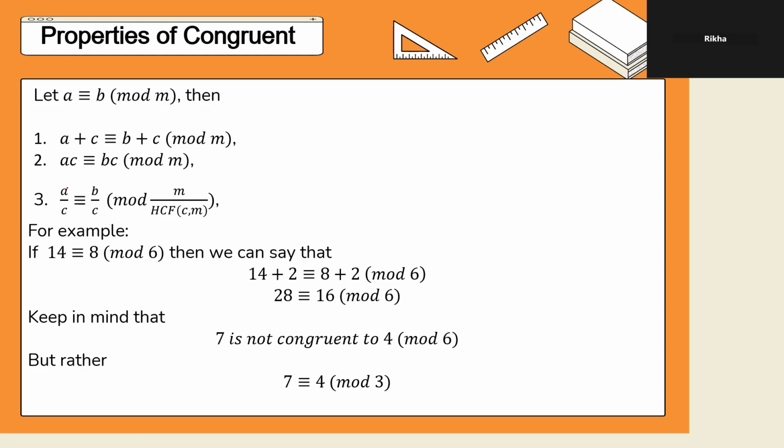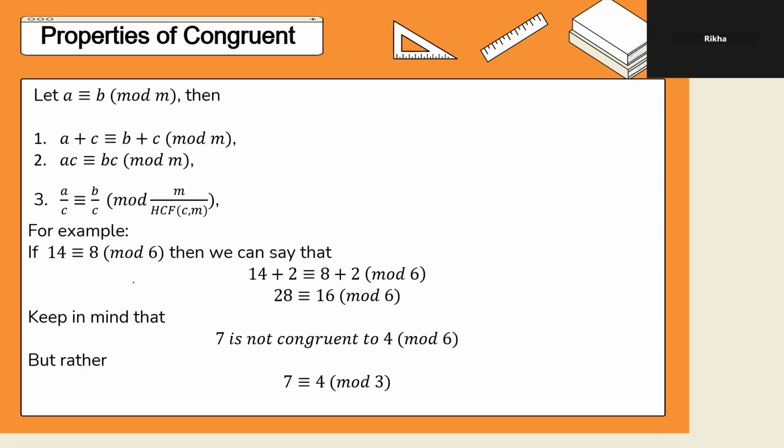So for division, the theorem guarantees that if we divide A and B with the same number C, they'll still be congruent, but it's no longer modulo M, but instead modulo M over the HCF of C and M. Do you remember what HCF is? Yeah, highest common factor. The highest common factor between the number that you use to divide both numbers and the M. So the modulo is reduced that way.